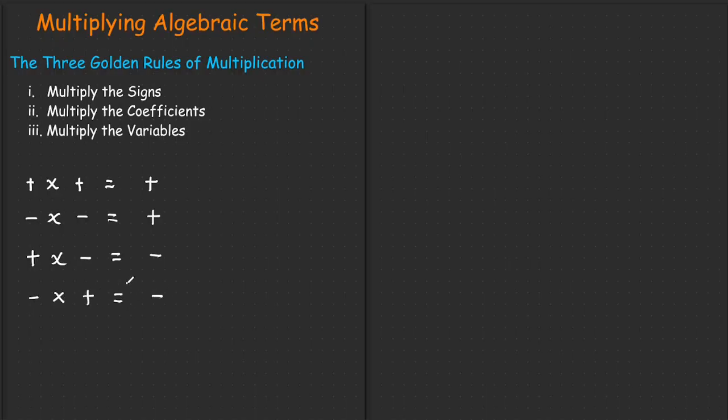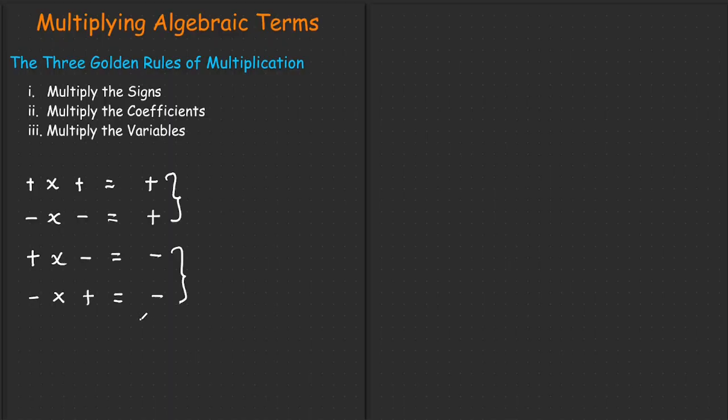So once again, if the signs are different, as you see here, positive, negative, your answer is always a negative. Negative and positive, different signs, your answer is always a negative. So the signs being the same give you a positive, and the sign being different gives you a negative.